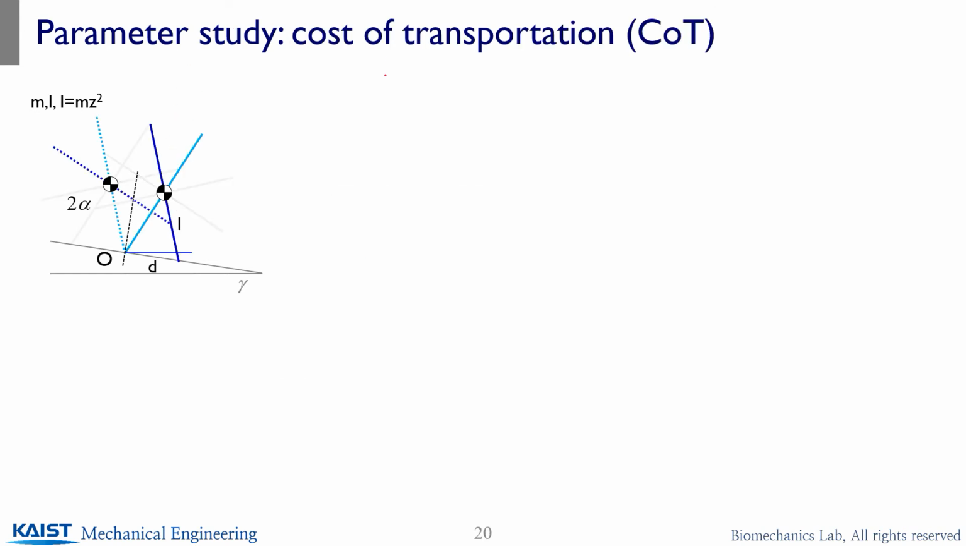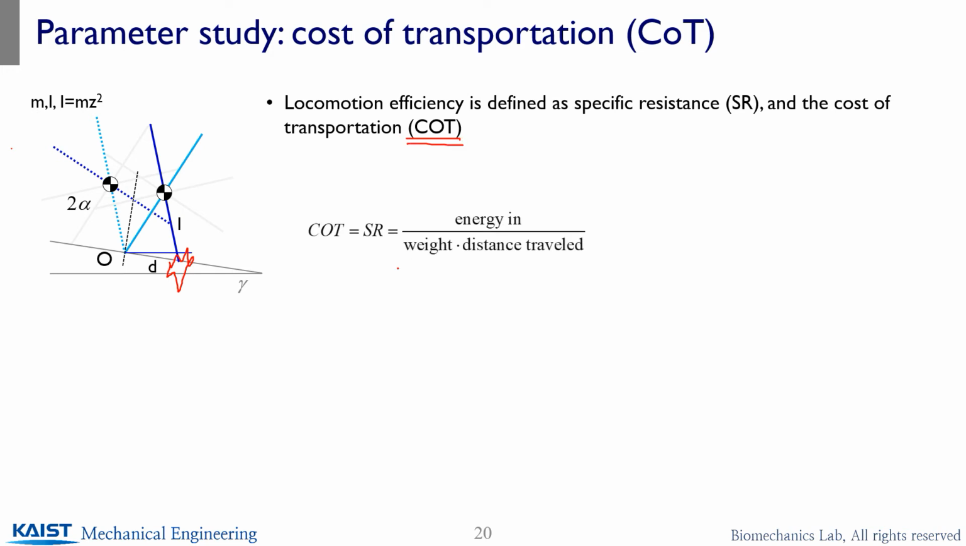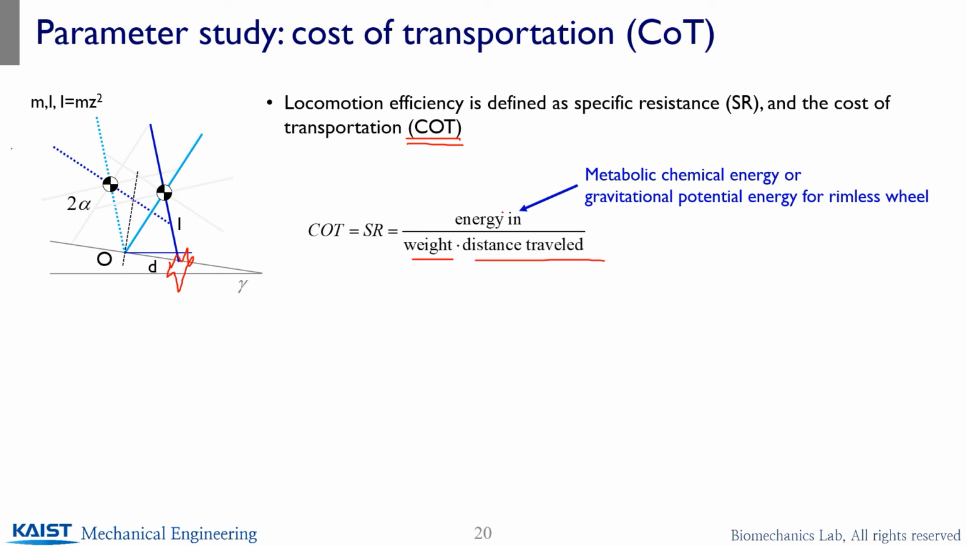Okay, how about the energy involved? We know that whenever a collision occurs, there must be an energy loss. How will that energy loss be related to the gait speed or parameters like leg length or the interleg angle? One way to define the efficiency is the cost of transportation: the energy in divided by the weight multiplied by the distance traveled. The energy in was originally defined from vehicle dynamics, so it must be the gas or the chemical energy in. For human motion, it will be metabolic cost.